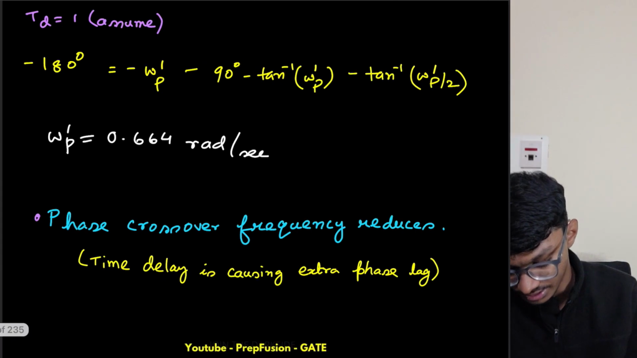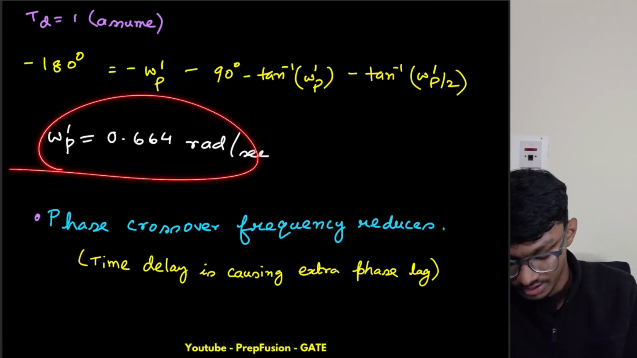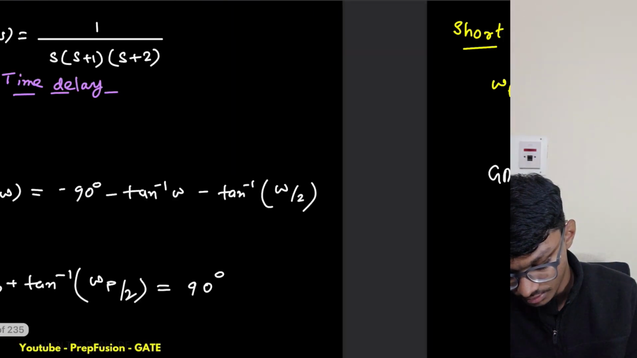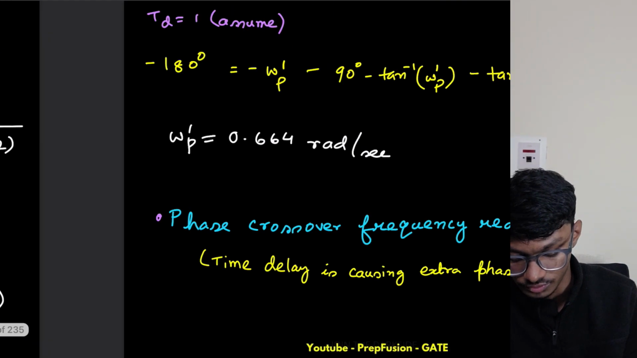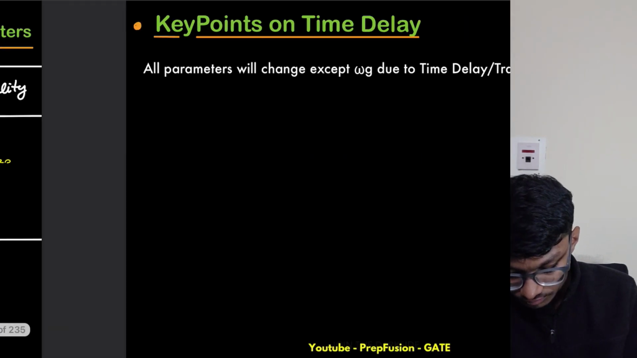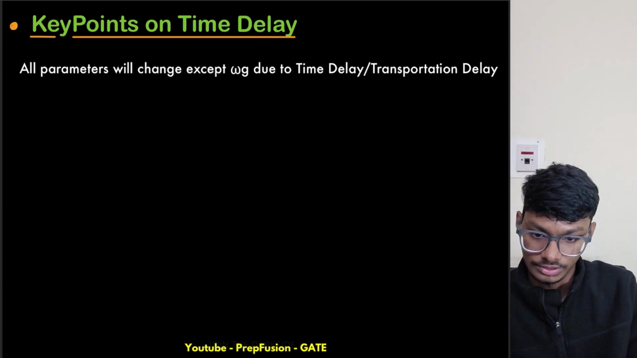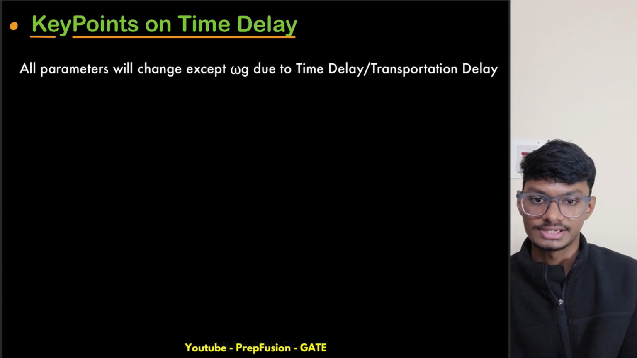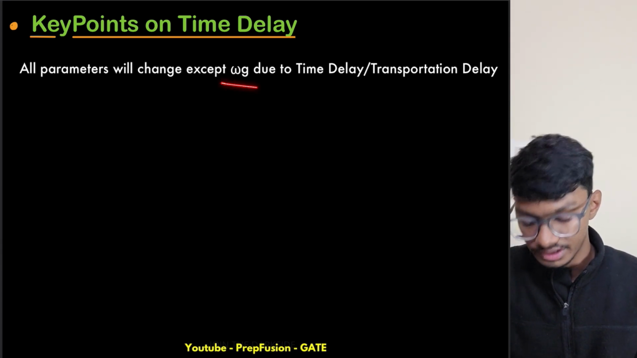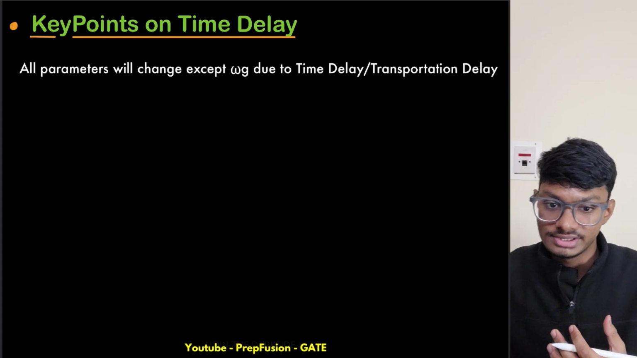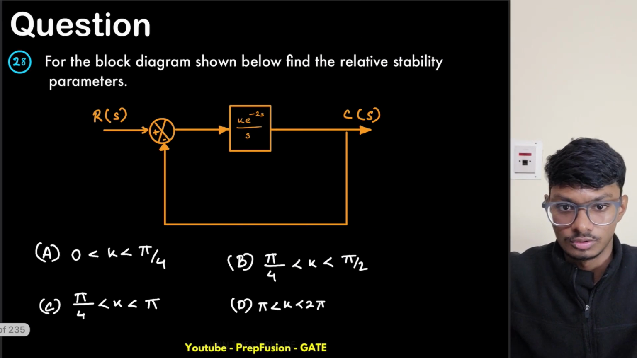So from here you can see omega p has reduced from 1.414. It was under root 2 here, under root 2 here, 1.414, and it reduced. So this is the case. Now I've written the key point also: all the parameters will change except obviously the omega g, the gain crossover frequency. So you should know all this, that due to time delay what happens.